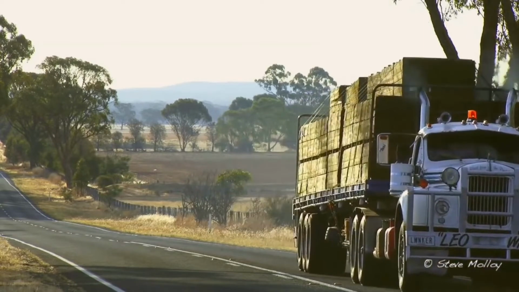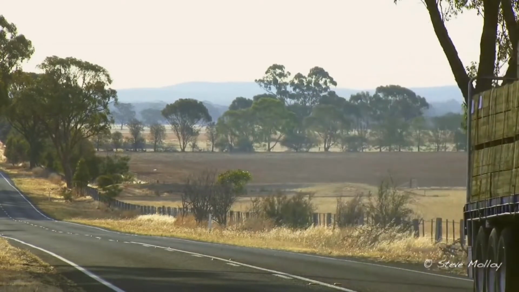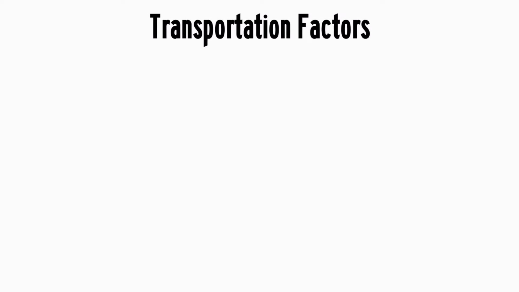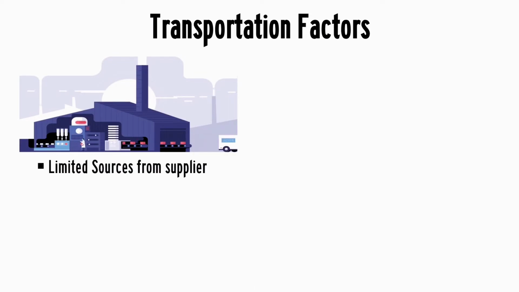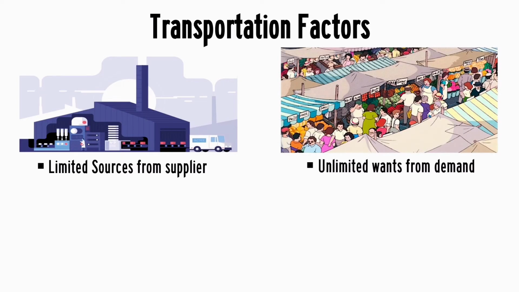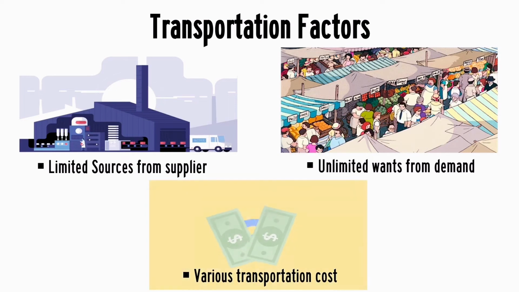As you can see, the video shows the lorry is transporting goods from sources to destination. There are a few factors to be considered before transporting goods from supply to demand. For example, the supplier has limited sources, while the demand is unlimited, and there are various transportation costs incurred.